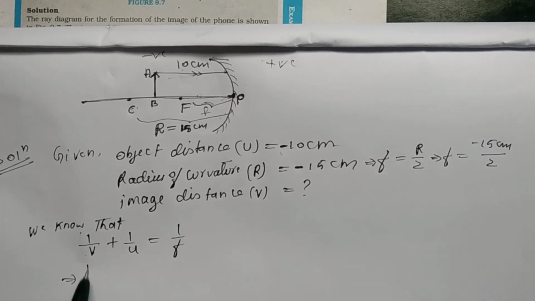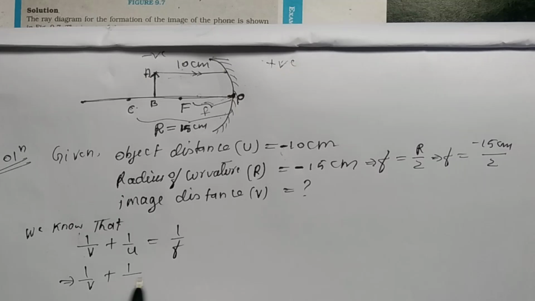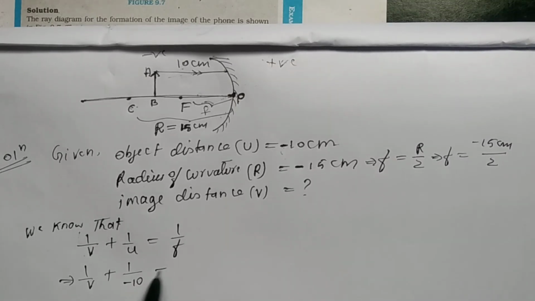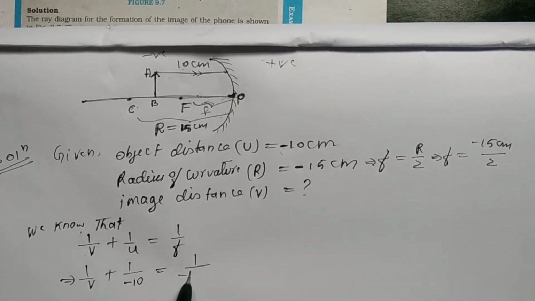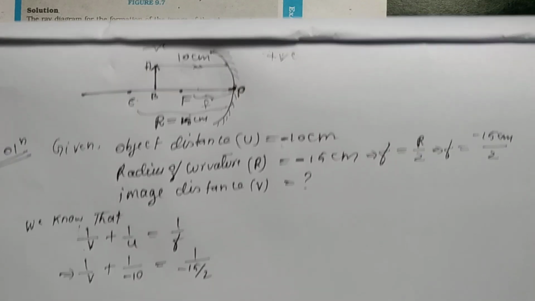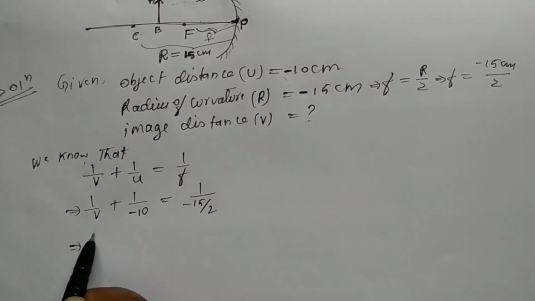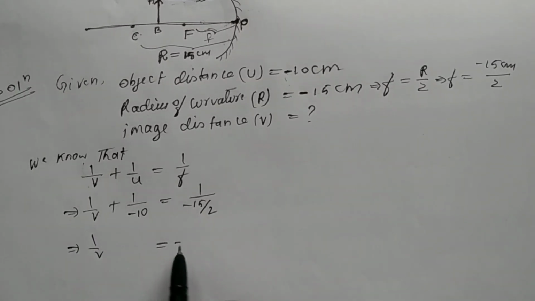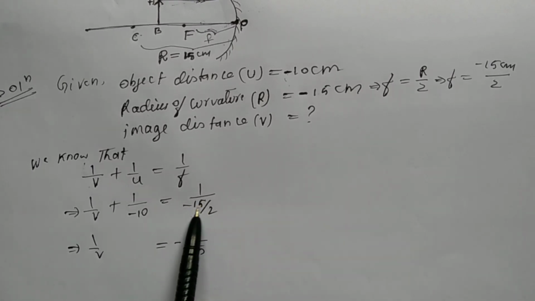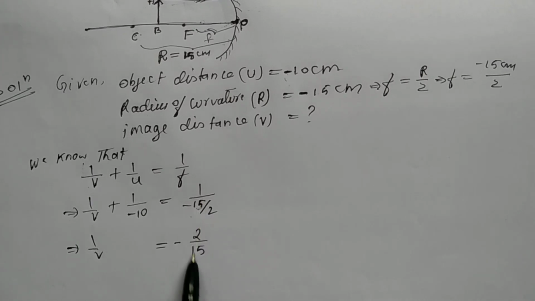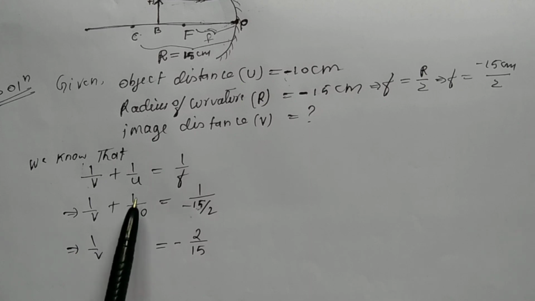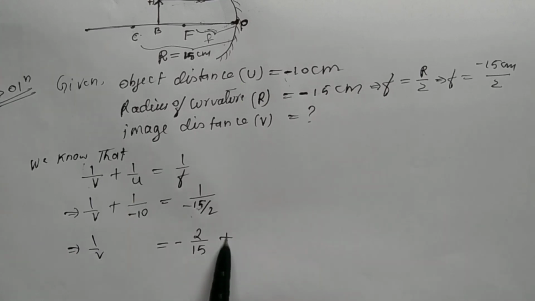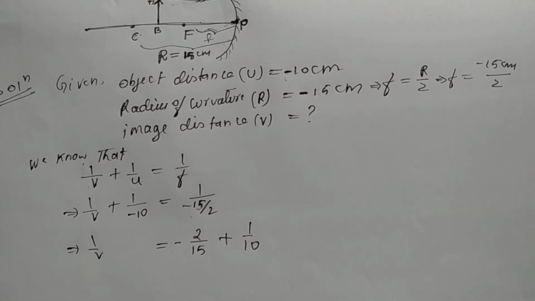Now put the values in 1 by v plus 1 by u equal to 1 by f. What is u? It is minus 10. What is f? It is minus 15 by 2. Now 1 by v equal to minus 2 by 15. If we take minus 1 by 10 to this side, it will become plus 1 by 10.